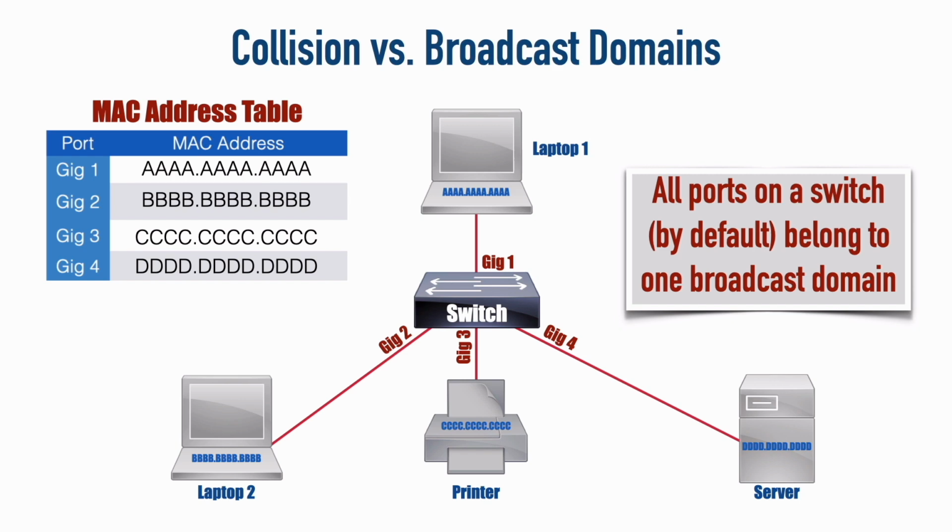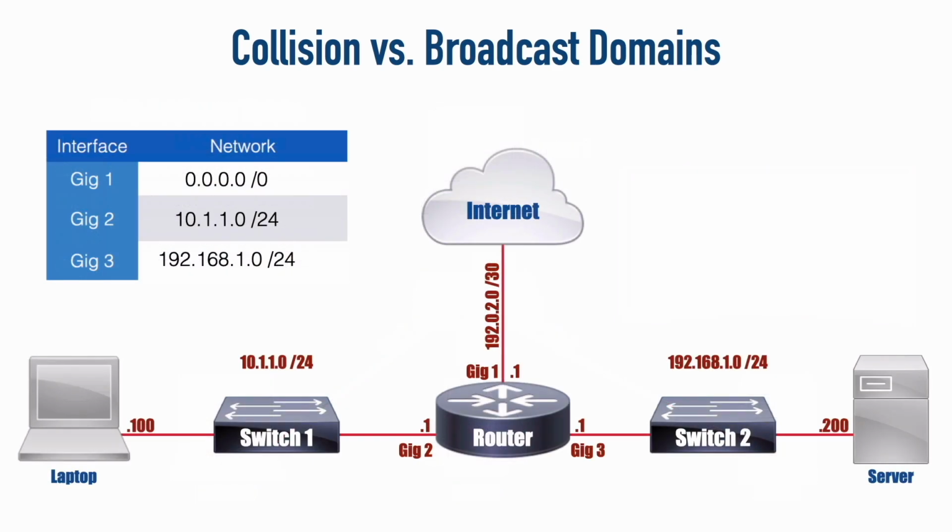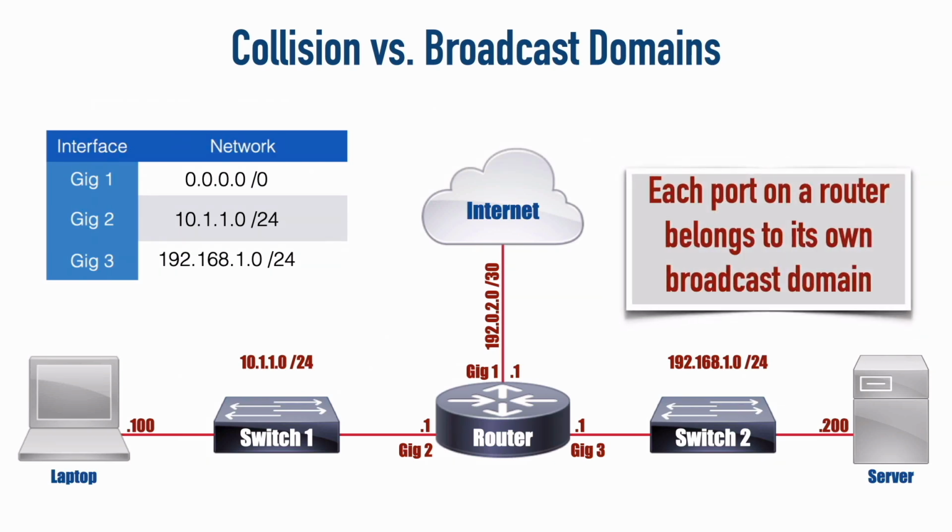So the question is, what breaks up a broadcast domain? And the answer is a router. A router is going to interconnect broadcast domains, also known as subnets or VLANs. And with a router, each port is connected to a different subnet. And each subnet is a broadcast domain.